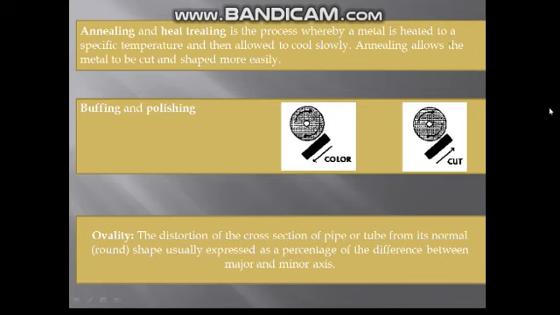Ovality is the distortion of cross-section area of a tube from its normal shape, and it is usually expressed as a percentage of difference between major and minor axes.